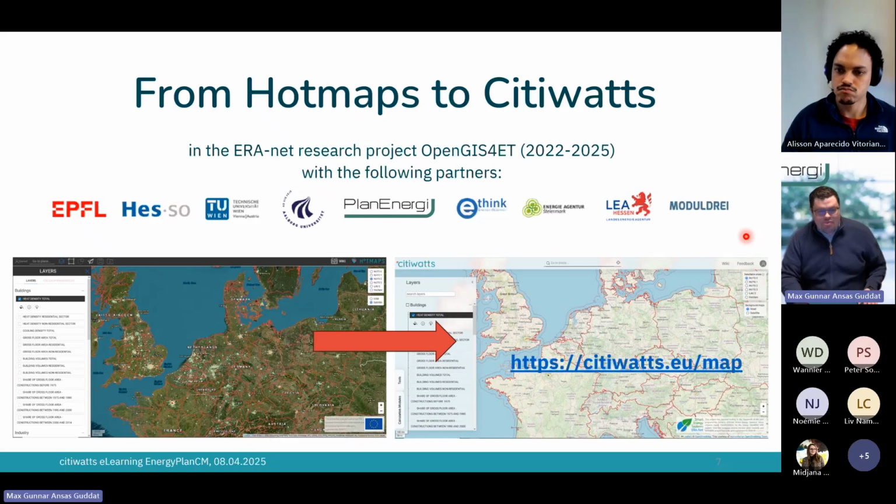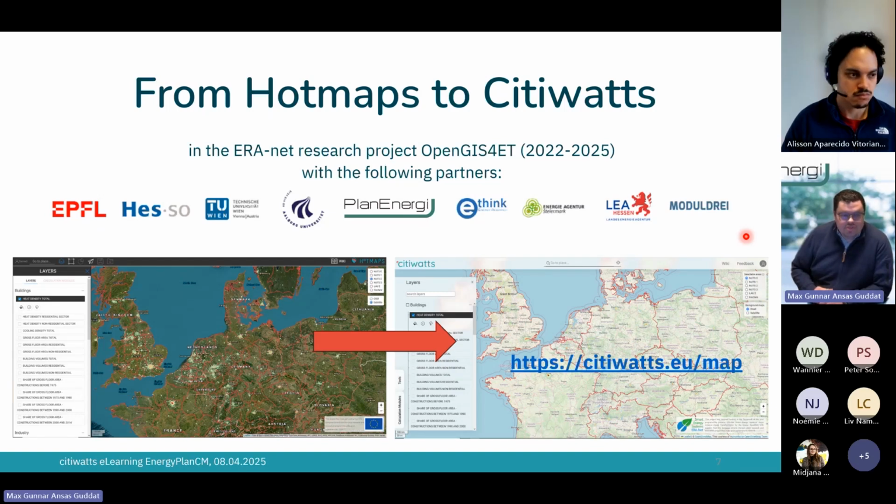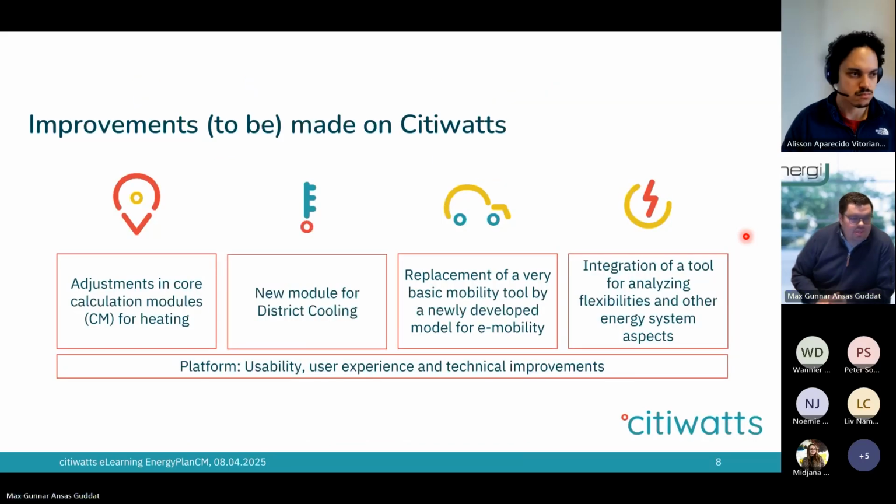A brief wrap-up, if anyone is joining for the first session today. This project, OpenGIS for ET, is in the CES AeroNet framework with colleagues from Austria, Switzerland, Germany and Denmark. We've been developing and improving the heat maps tool in the Citiwatts tool, basing it on solid ground and then updating and upgrading quite a bit.